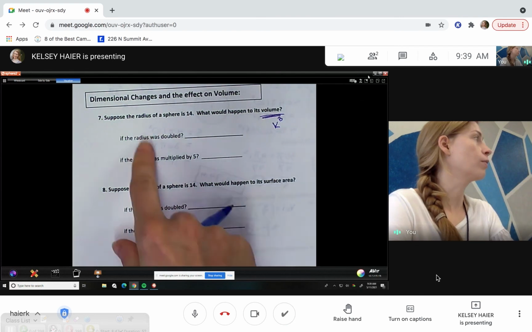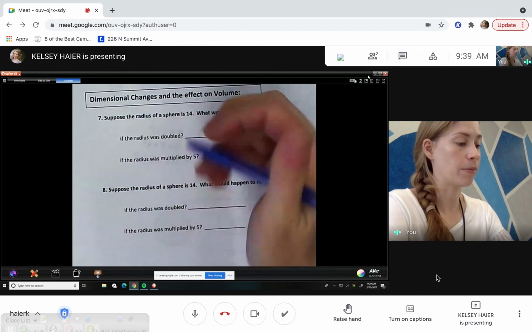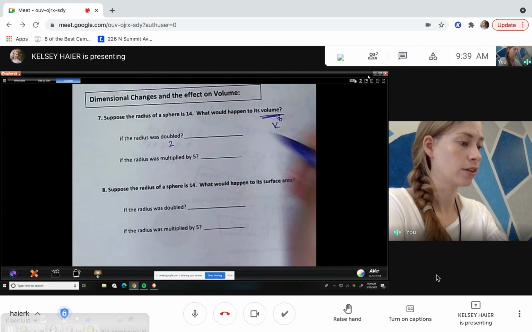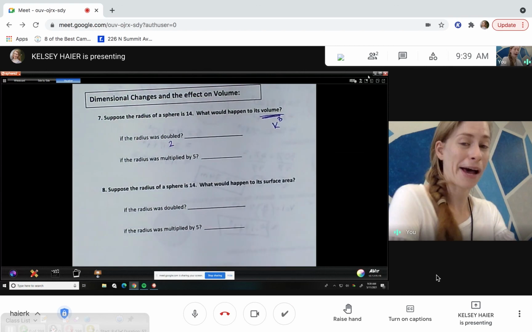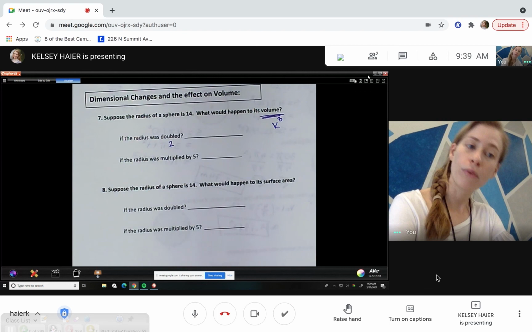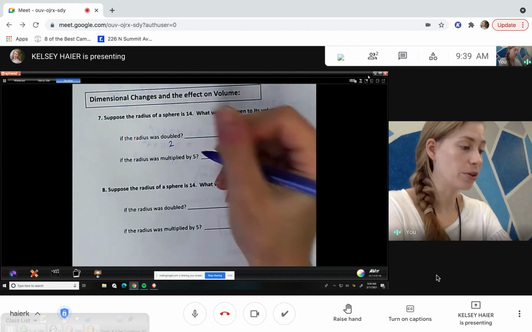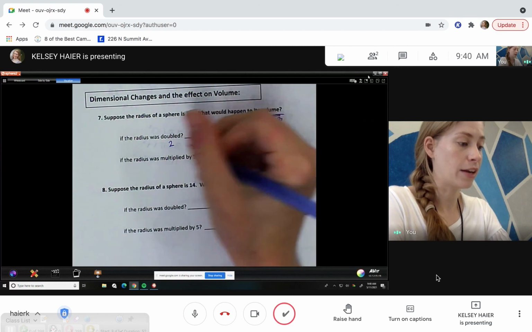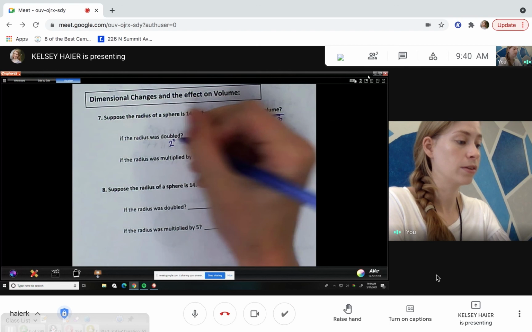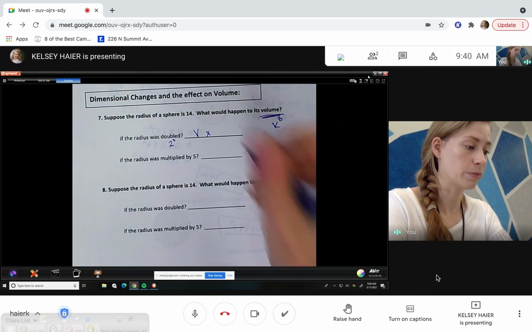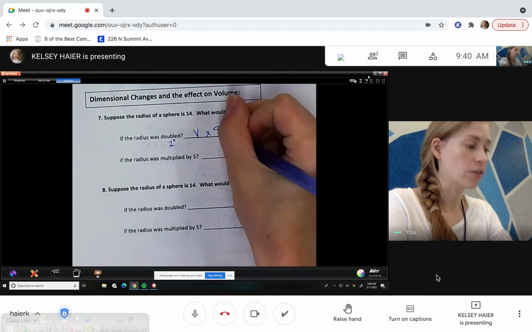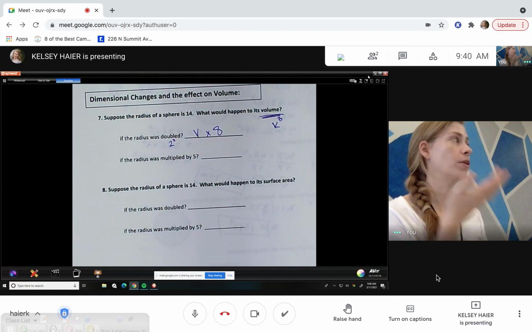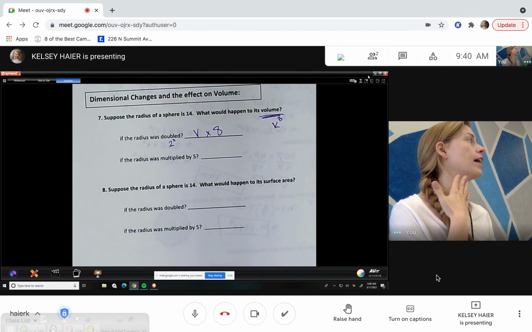So for example, if we're doubling the radius, my scale factor is 2, and they're saying, hey, what would happen to the new volume? Well, if you take this to the cube, 2 times 2 times 2 gives me 8. So it lets me know the new volume is going to be 8 times larger than the original. So all we're doing is taking our scale factor and cubing it.